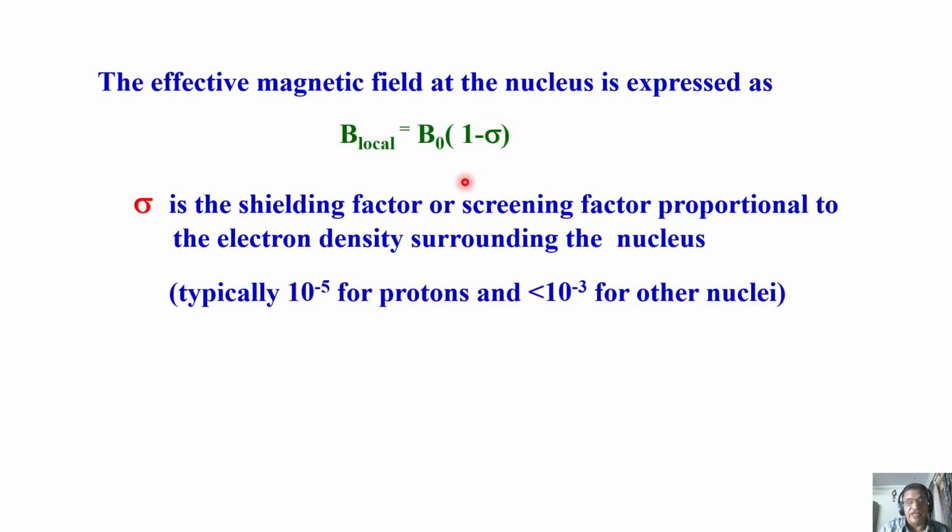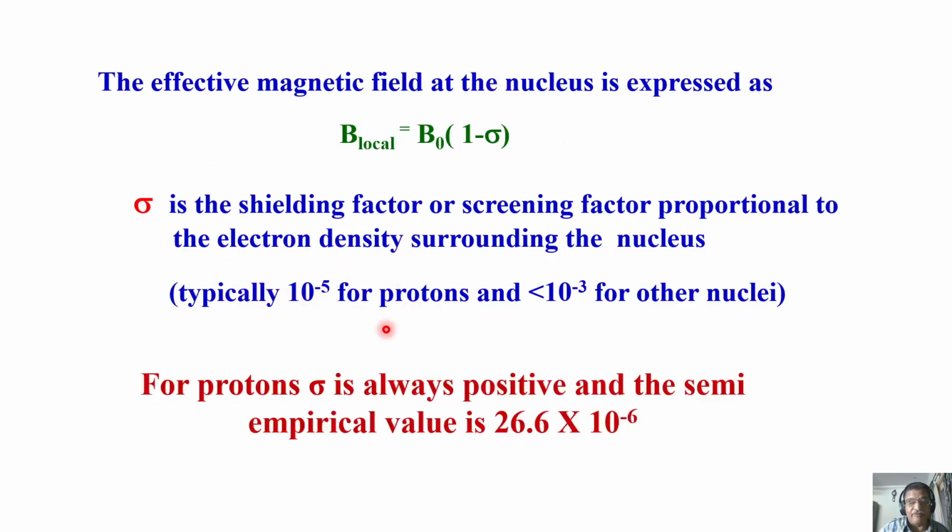What is the value of this sigma? Typically, it is of the order of 10 to the power of minus 5 for protons and around 10 to the power of minus 3 or less for other nuclei. So the value of sigma for protons is 10 to the power of minus 5. The proton sigma is always positive.